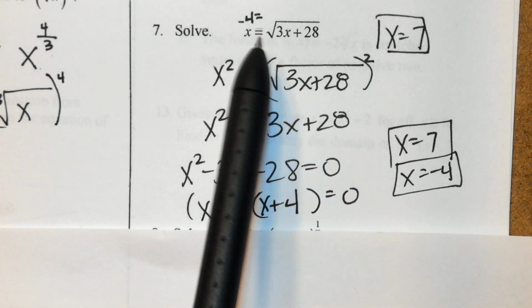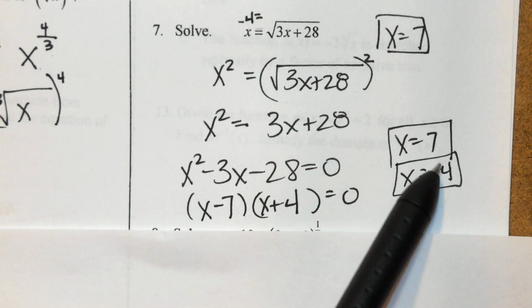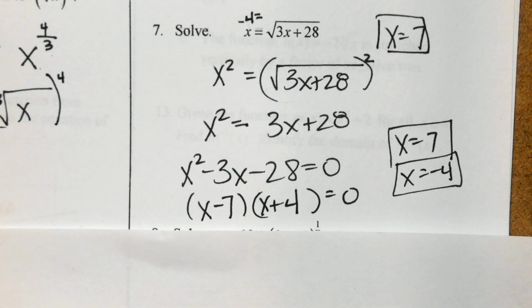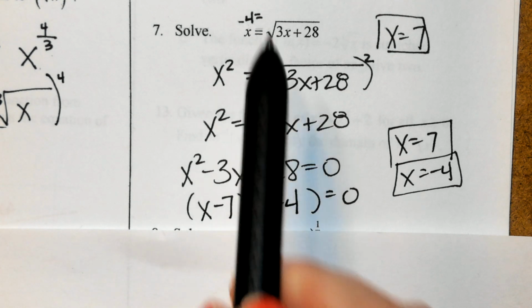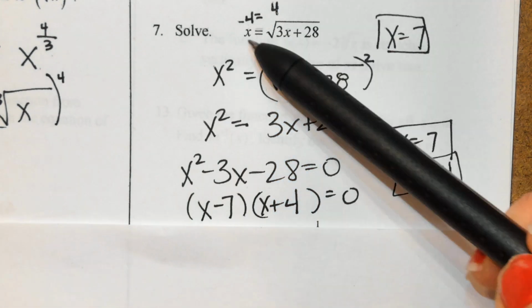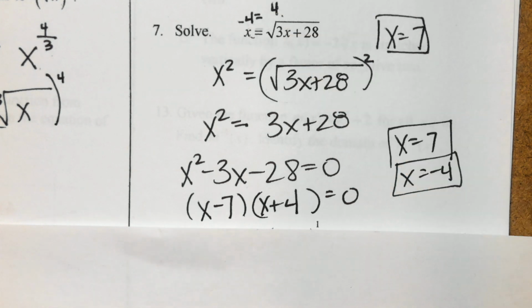So just to show you here, 3 times negative 4 is negative 12, and then negative 12 plus 18 is 6. The square root of 16 is 4. I know this is not a true statement. Negative 4 does not equal positive 4, which makes it an extraneous solution.